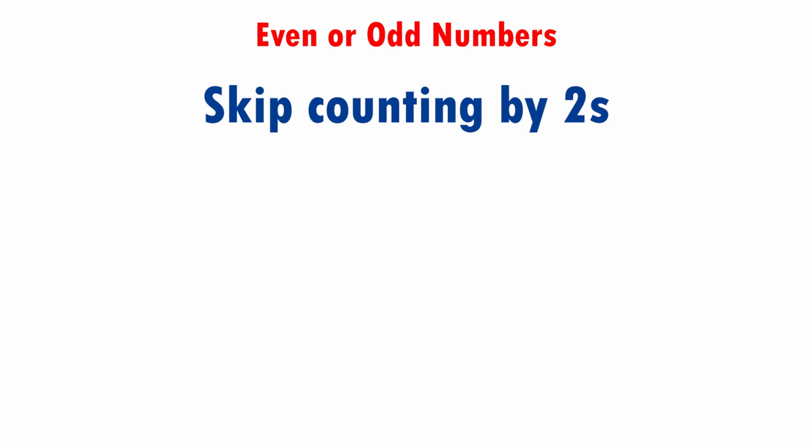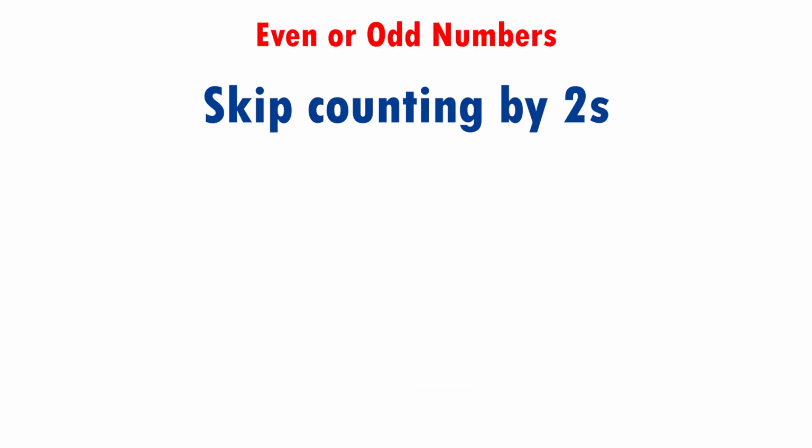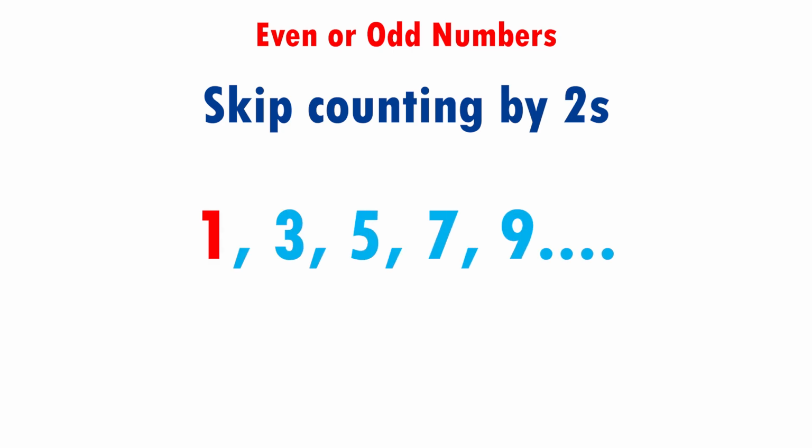Let's talk about connections you'll use all the time. When you skip count by 2 starting at 2: 2, 4, 6, 8, 10. You land on all the even numbers. Each jump of 2 is like adding one more pair, so there are never leftovers. When you skip count by 2 starting at 1: 1, 3, 5, 7, 9. You land on all the odd numbers. Each jump moves you to the next number with one left over, which is what makes it odd.